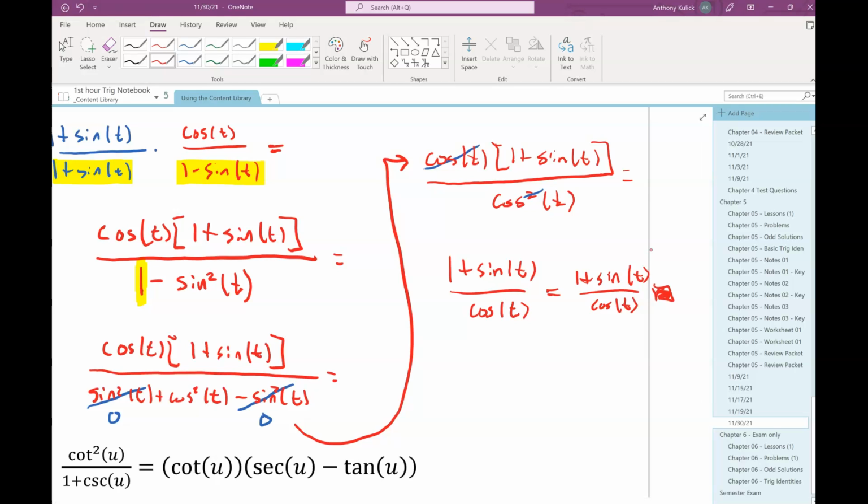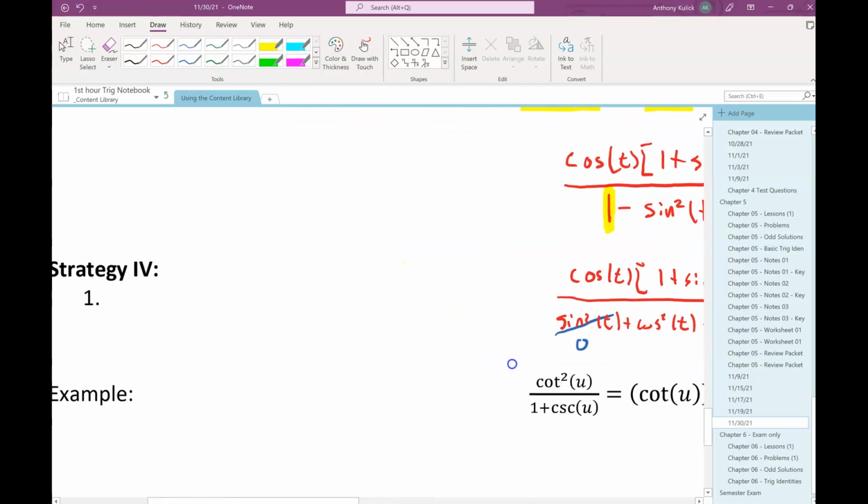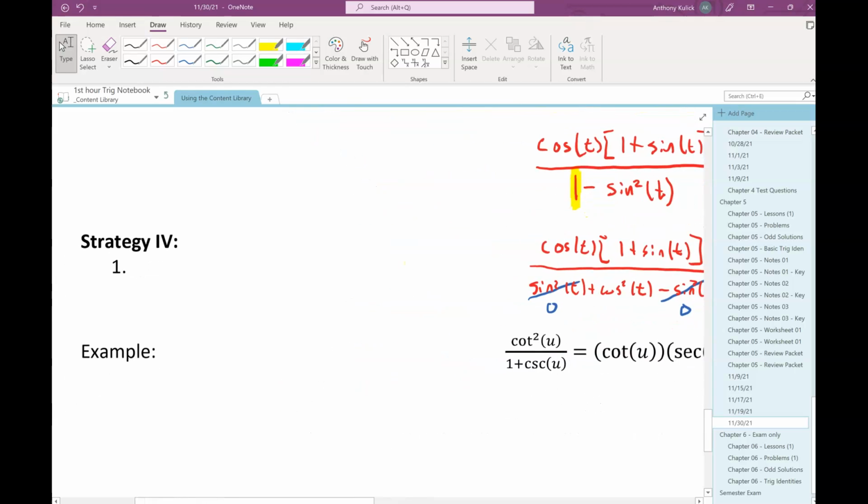How we feeling on these? Does this feel like we're kind of getting a little bit more comfortable here? Okay. Of course.